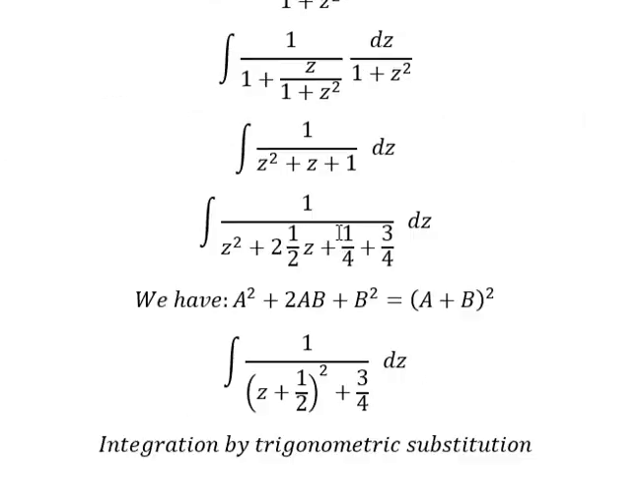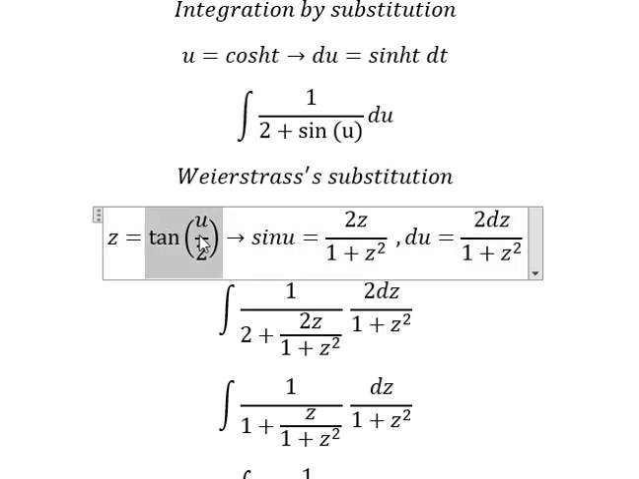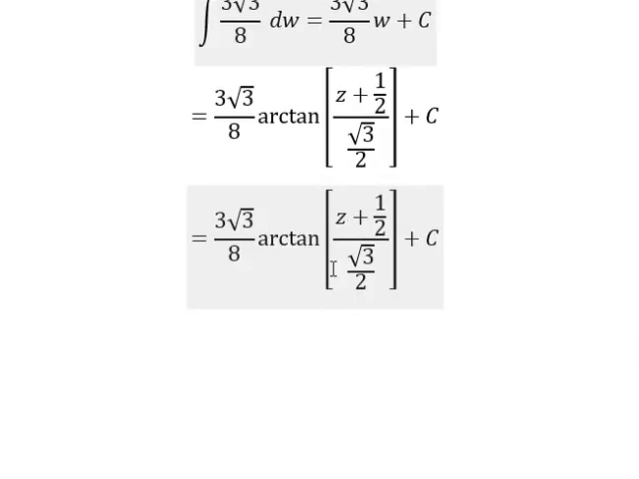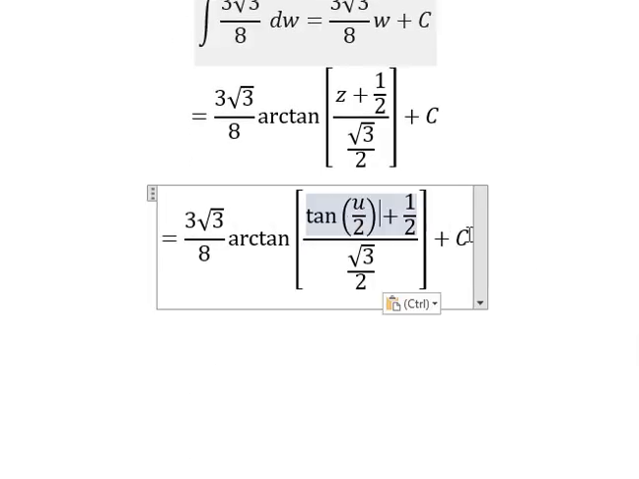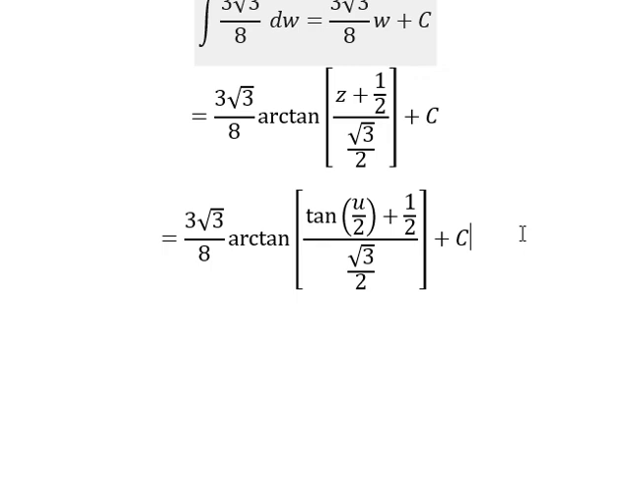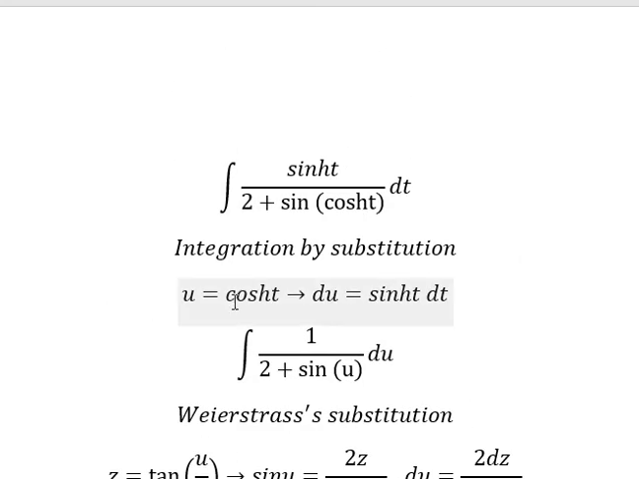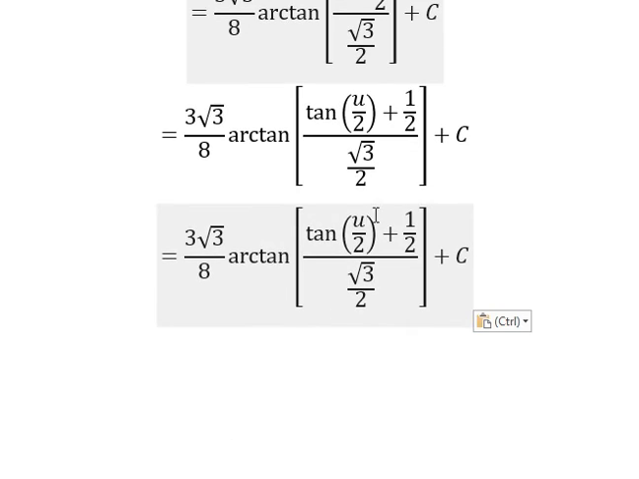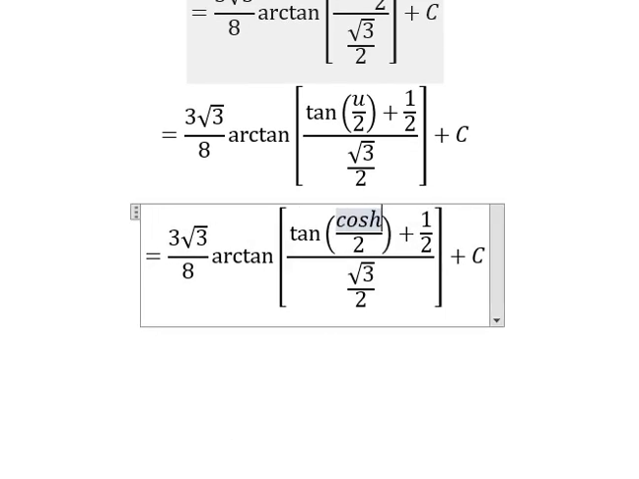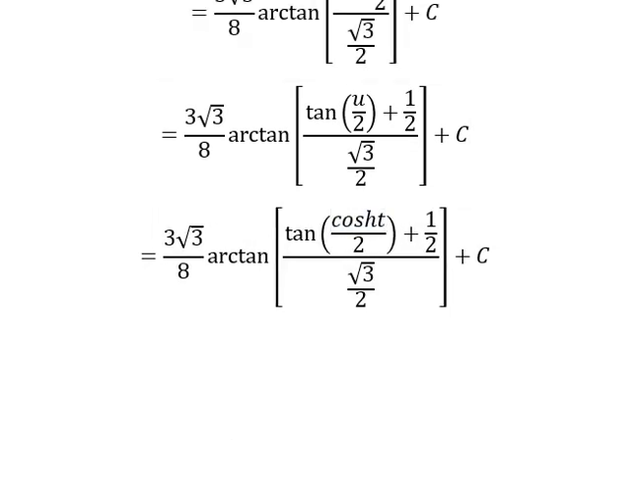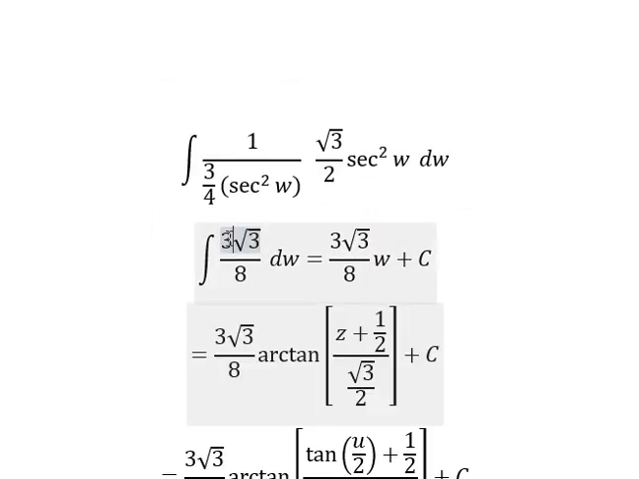About z, that is tan of u over 2. About u, that is cosh t. I need to add this one.